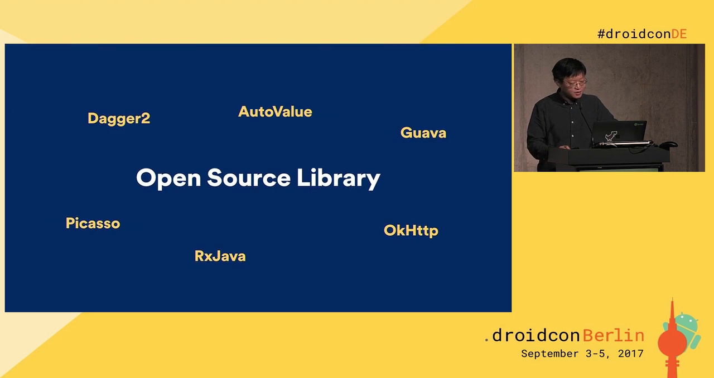And unlike open source in general, the most beautiful part of an open source library is this one. You only need about one line, and that's it. Every dependency or library will be downloaded into your repository, and you can use it immediately. And there are two kinds of open source library for Android. The first one is a Java library, and the second one is an Android library.